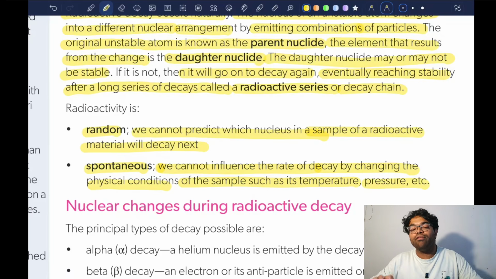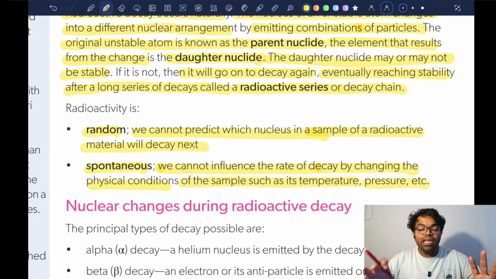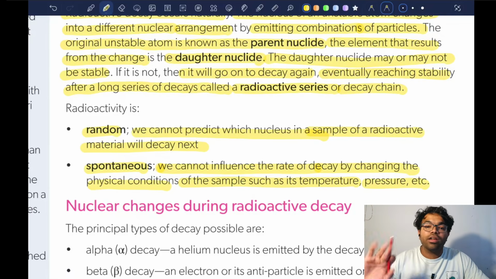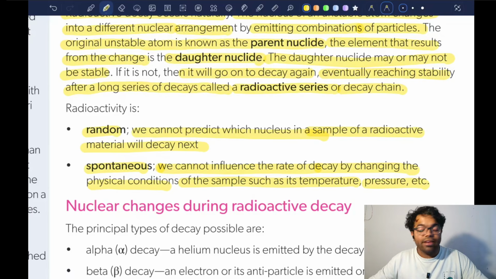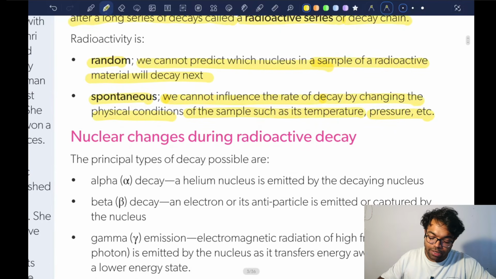Okay, we could have influence over the various different types of events that are a result of the output of radiation, but you cannot control the radiation. Okay, it is a totally random process and it is spontaneous in nature. Okay, next, nuclear changes during radioactive decay.